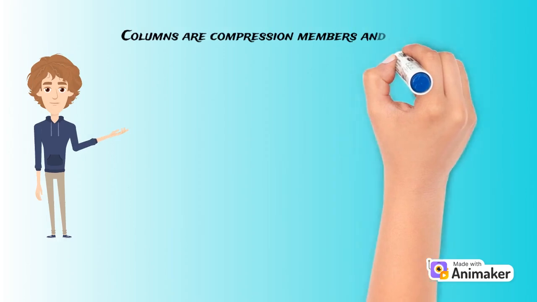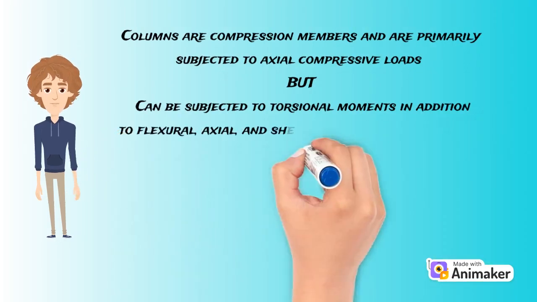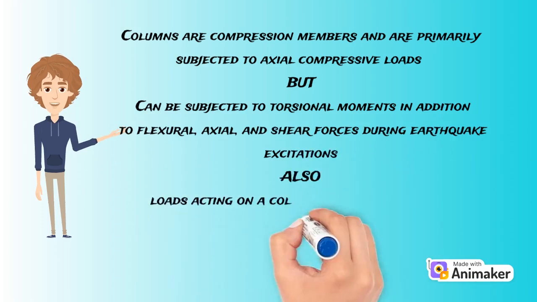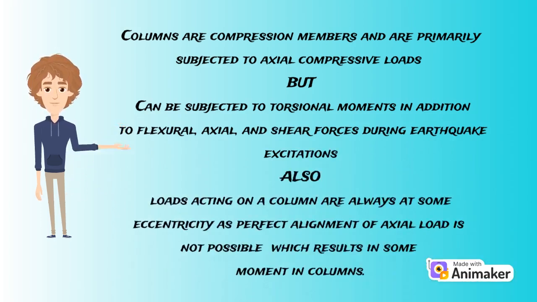Now, as we know, columns are compression members and are primarily subjected to axial compressive loads. But columns can be subjected to torsional moments in addition to flexure, axial and shear forces during earthquake excitations or any other lateral forces. Also, loads acting on a column are always at some eccentricity, as perfect alignment of axial load is not possible, which results in some moment in the column.